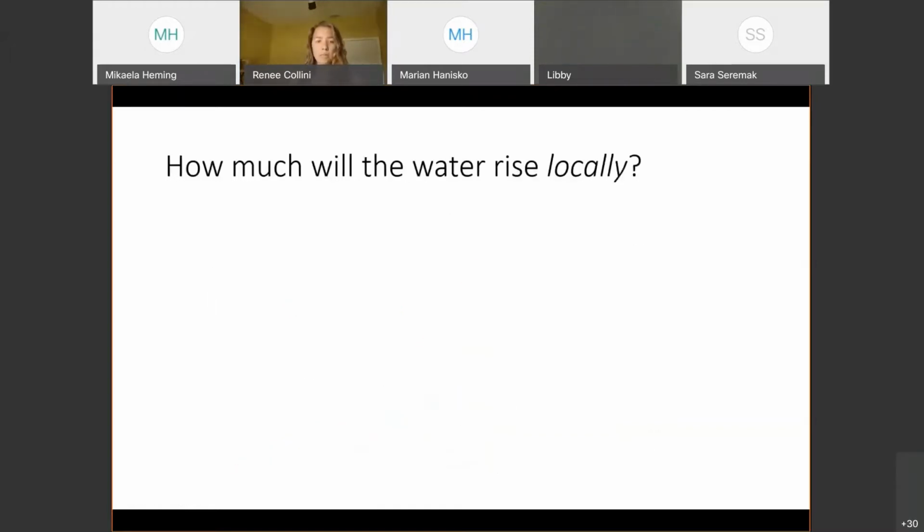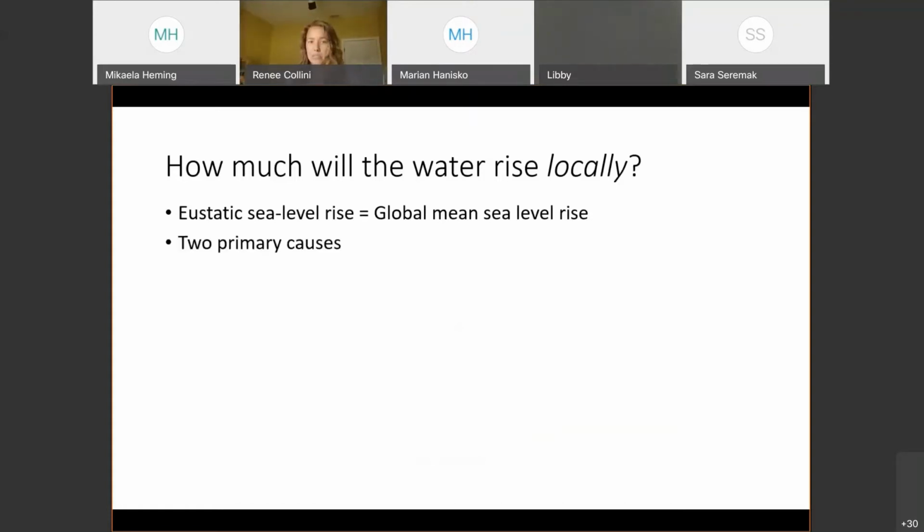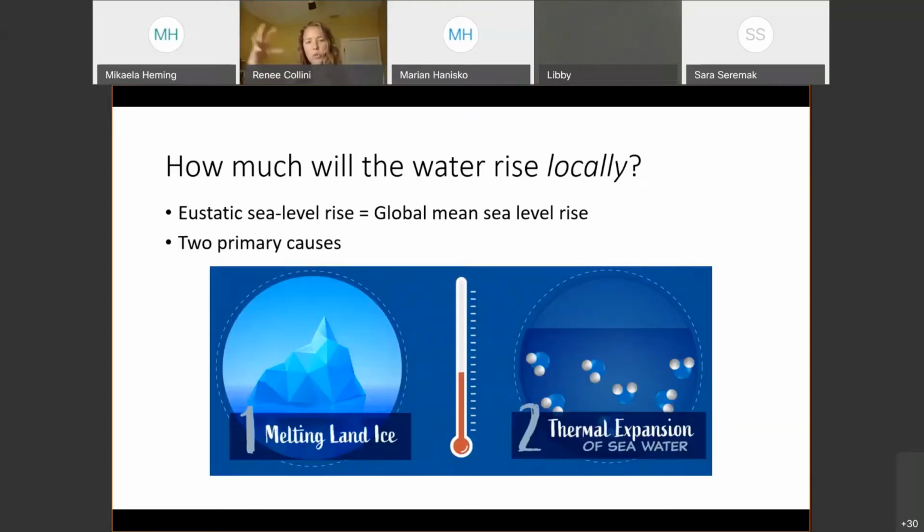So what we were just talking about is understanding how much water could rise across the whole globe. But there are other things that influence how the water will rise locally. So what we just showed was eustatic sea level rise. And the way I keep track of this in my own head is I think about the global mean sea level rise, how much just the water is going to go up. But this still impacts us, right? So we need to know what's causing it. There's two primary causes for that global rise in water. One is melting land ice. The other is thermal expansion.